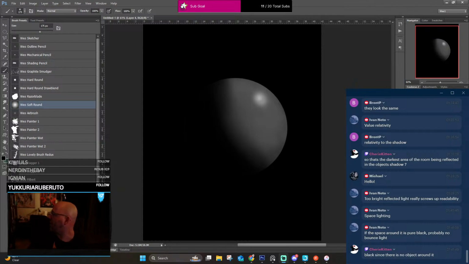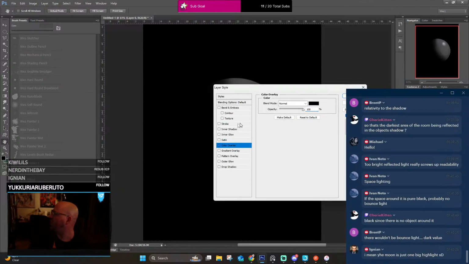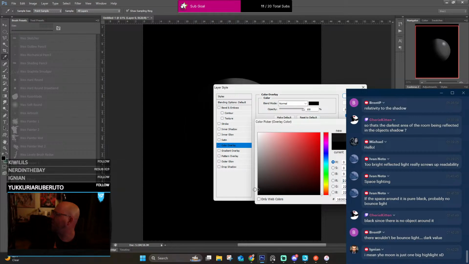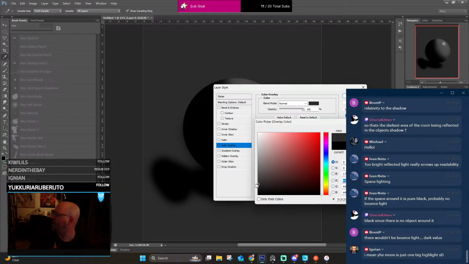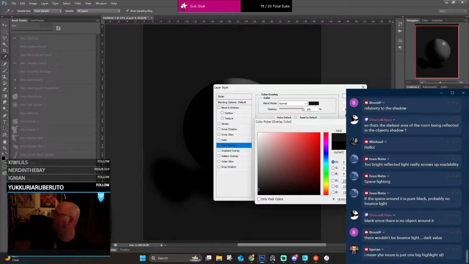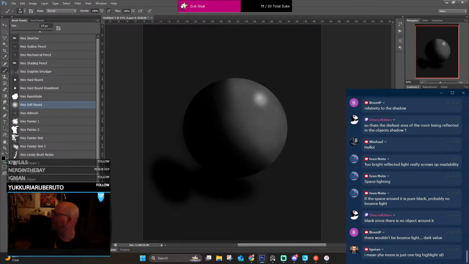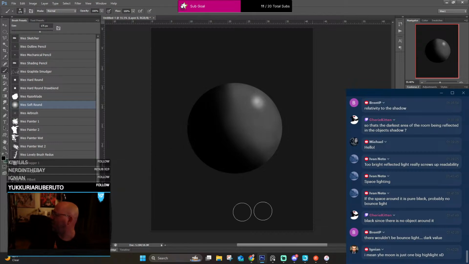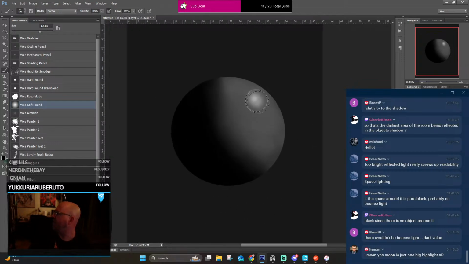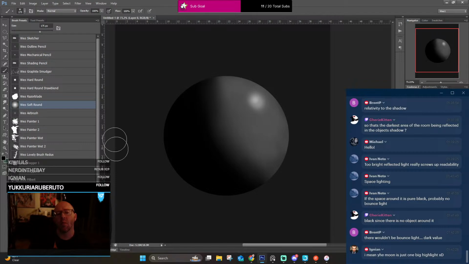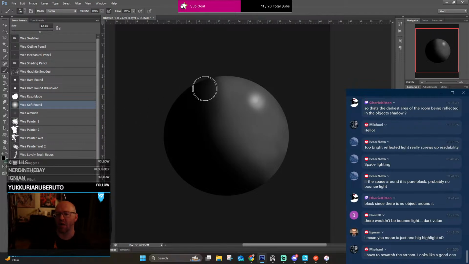But if we come in here, we do color overlay, we pick this, and then bring this up a little bit, right? We'll bring it up a little bit more just to be sure. And then I'll get rid of these hideous. So okay, now here. Where do we think we would be as far as value, as far as reflected light? The moon's just one big highlight. It's true.